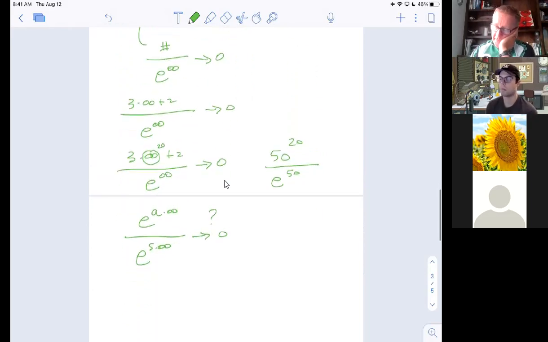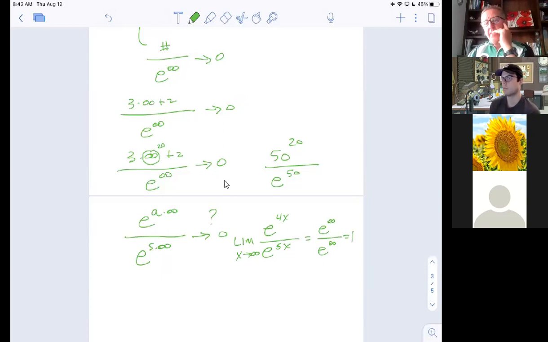Let me give you a simpler example. What if you had like e to the 4x over e to the 5x, and we're going to see what happens as x goes to infinity. In other words, as x gets bigger and bigger and bigger. So the top is slightly smaller than the bottom, right? So the question is, is that going to go to 1? Because part of me wants to say it's basically e to the infinity over e to the infinity. So therefore it's 1.